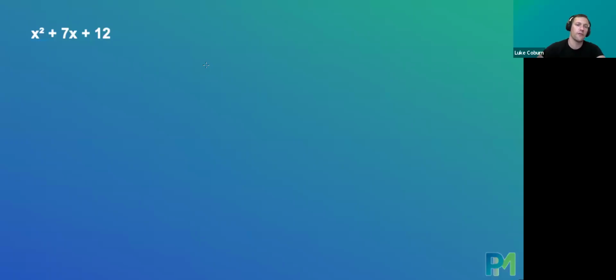x squared plus 7x plus 12. So this is a trinomial because there isn't going to be a common factor. This is not the difference of 2 squares. So what we're going to do is look at 2 numbers that we place here and here. Remember, when we multiply out sets of brackets like this, it's going to be the first one by the first one, then the first one by the second one, the second one by the first one, and the second one by the second one.